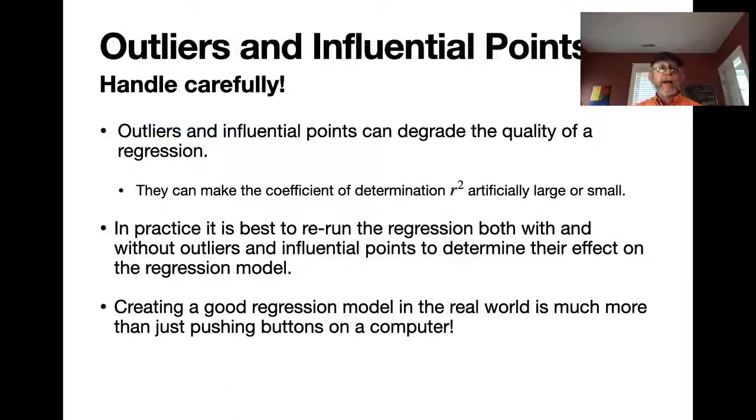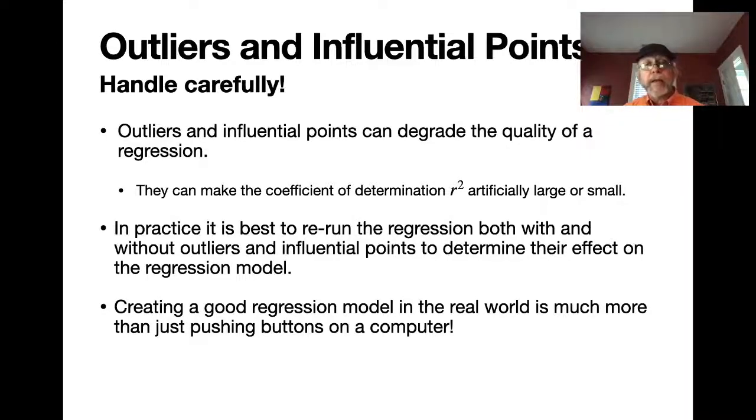So outliers and influential points are both exceptional points for a regression, and they need to be handled carefully. They can degrade the quality of the regression by either making it appear artificially weak or artificially strong. And in practice, it's best to rerun a regression both with and without outliers and influential points in order to really precisely determine the effect of each one on the regression.